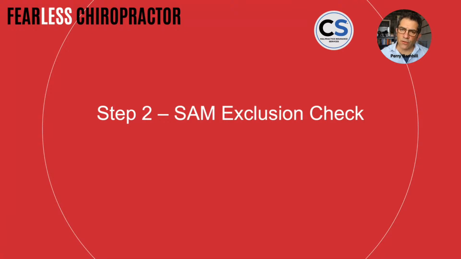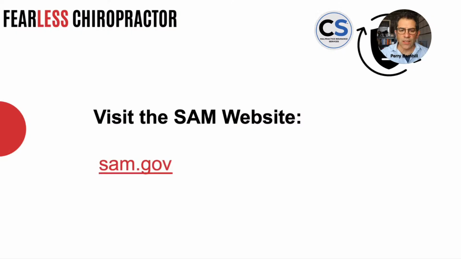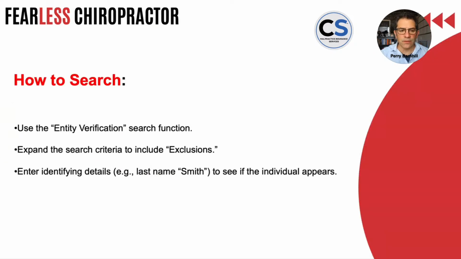Here's another one, believe it or not, that we need to check. Step two, there's another list, the SAM exclusion list check. You're going to do the same thing. You're going to visit this website, sam.gov. You're going to search.